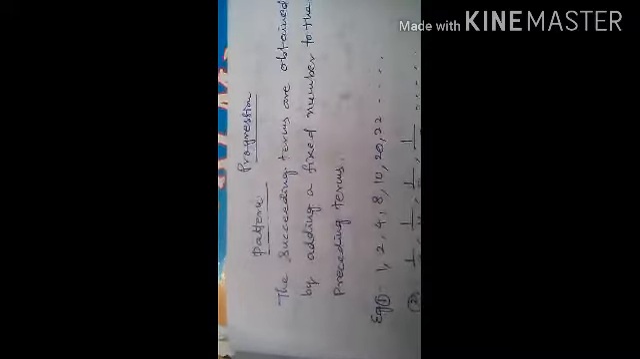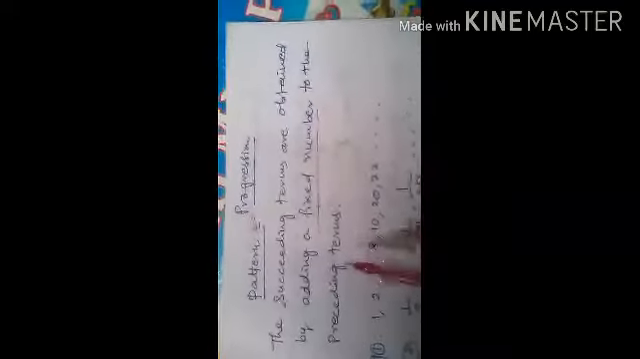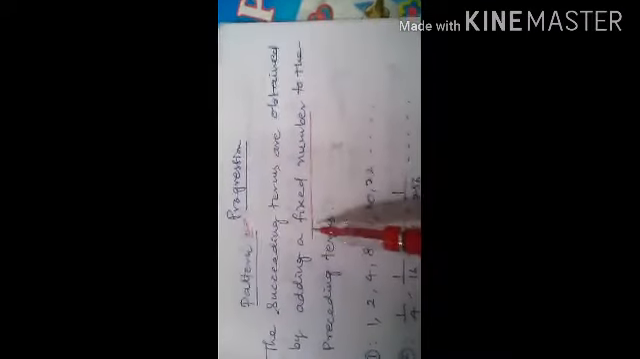Chapter number 6, progressions. Progression means a pattern. What is meant by a pattern? The succeeding terms are obtained by adding a fixed number to the preceding terms. So when you are adding a fixed number to the preceding terms, it can be called a pattern. Let's see some patterns here.